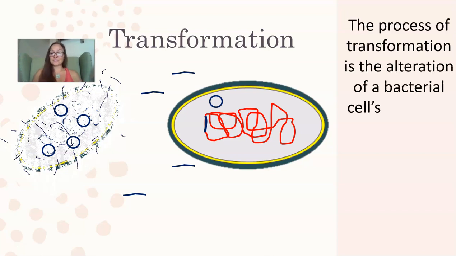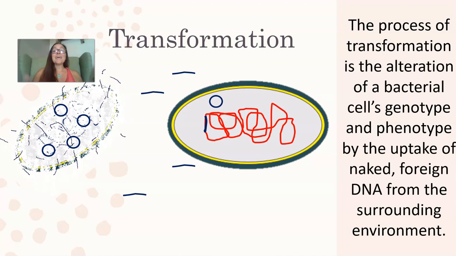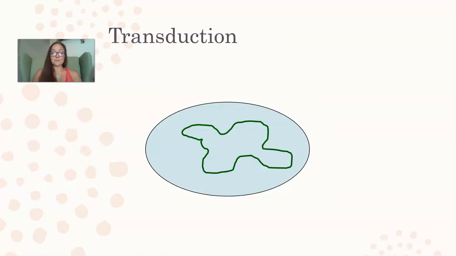So the process of transformation is the alteration of a bacterial cell's genotype and possibly phenotype by the uptake of naked foreign DNA from the surrounding environment. Okay, so that's one, or a second, if we count mutations. Now we have transformation as another source of genetic variation in prokaryotes.